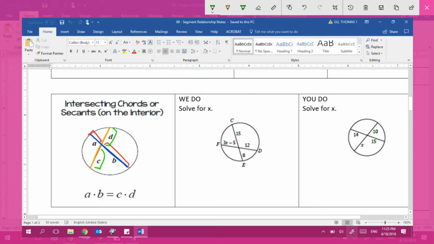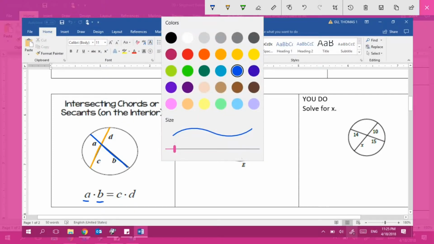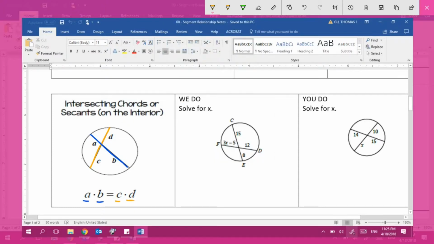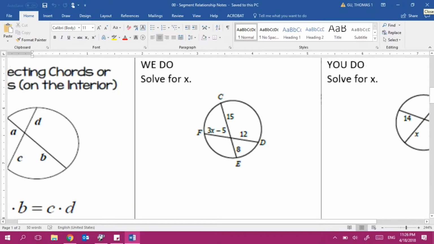Well, the rule here is A times B equals C times D. So you just take the two parts of the line, multiply them together, and they equal the product of the other line. So in a quick example, that was kind of hard to say, but in the quick example, let's take a look at the we do.